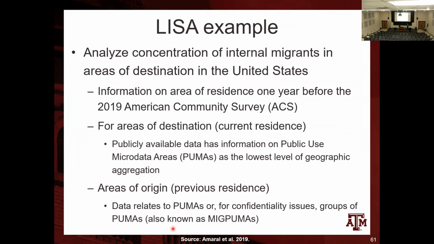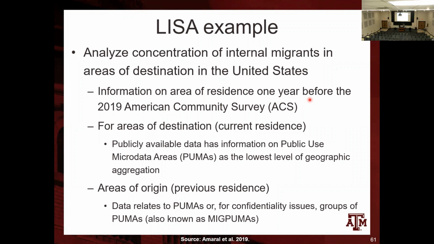And the example that I'm going to show you here, I'm going to try to analyze the concentration of internal migrants in areas of destination. So I'm analyzing people entering specific areas in the US. And the information on area of residence that I get is information about migration. You remember the American Community Survey, we know where the person lives right now, and we also know where the person lived exactly 1 year before. So we know the area of residence in 2019, and we also know the area of residence 1 year before, so where the person was living on April 1st, 2018.